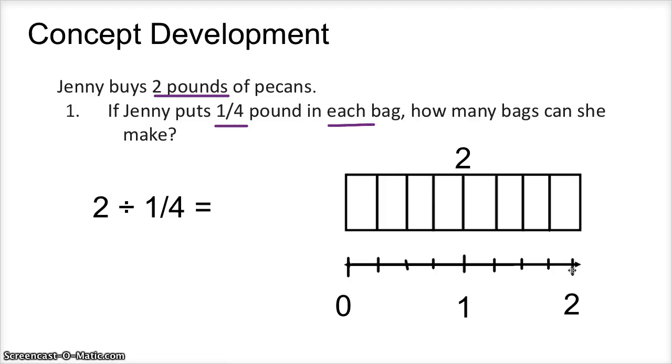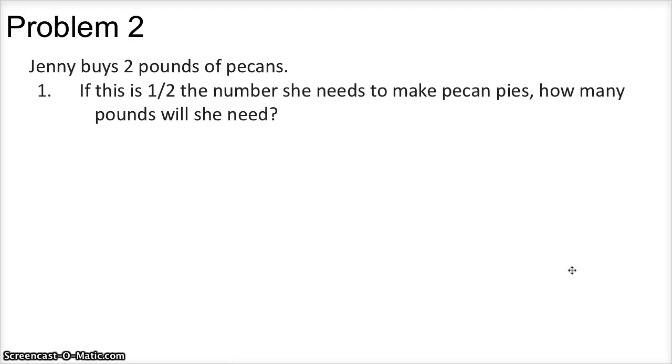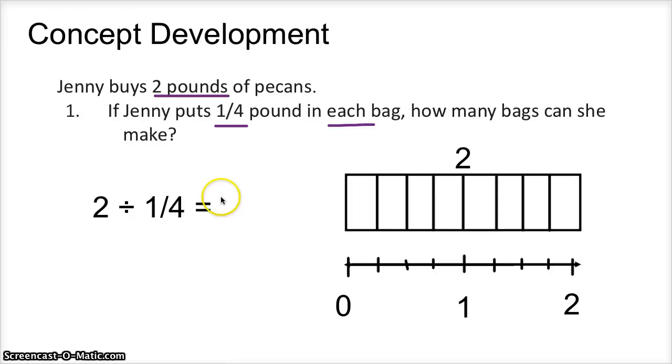So how many bags can she make if she puts 1/4 of a pound in each bag? She can make 8 bags altogether. There we go. 8 bags altogether. So here's your understanding. If you're still feeling stuck, then just watch the next question.